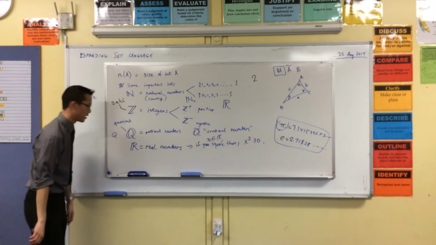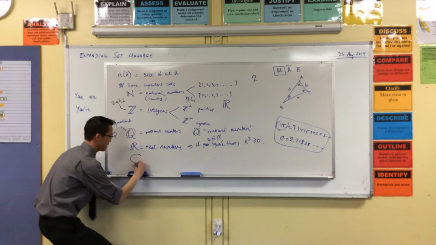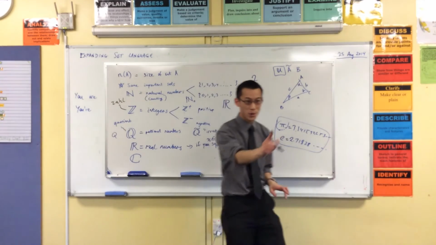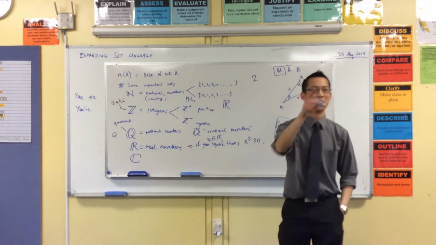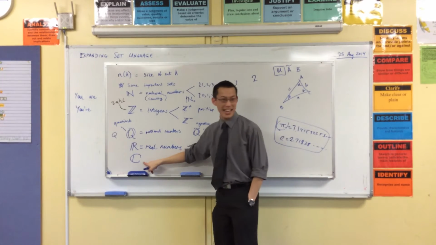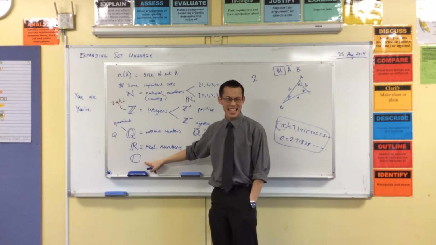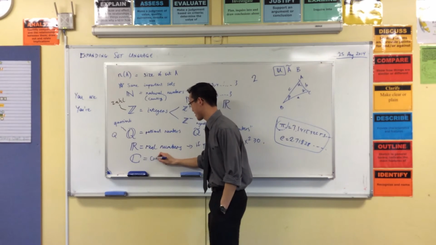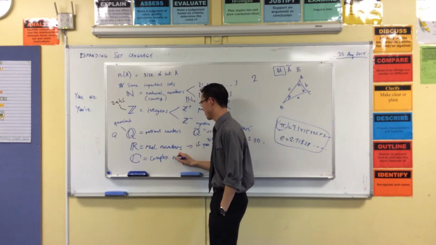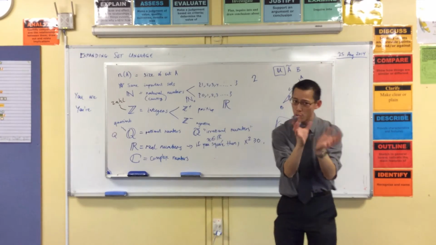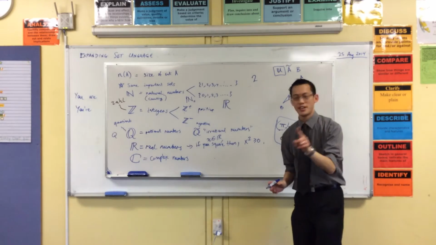Okay. One last set for you. It's a C. Anyone know what it stands for? We've talked about this. We spent almost a whole lesson on them. C for counting? No, we did counting. C for complex. Now, not to be confused with imaginary numbers.